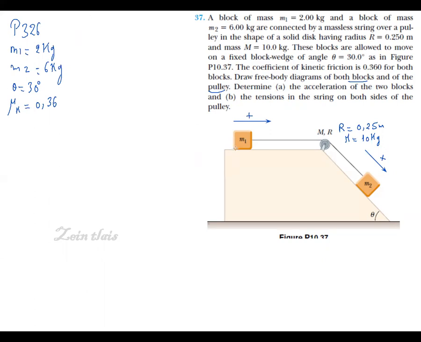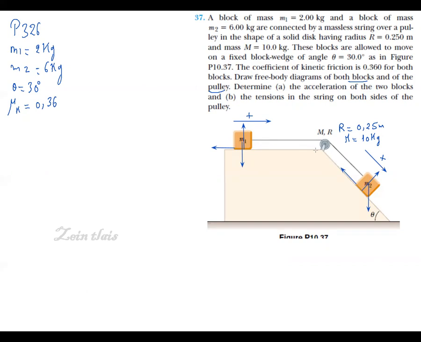Here we have the friction, which will be in the opposite direction to the motion, and here also opposite to the motion. Here we have the weight mg and we have the reaction N. Here we have the weight and the reaction is up.